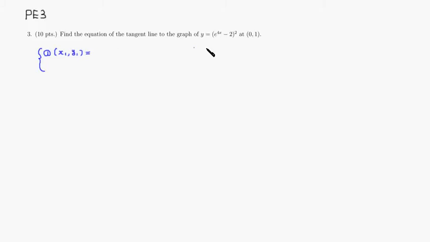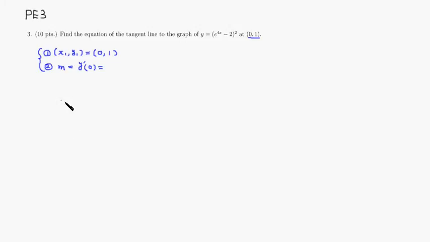In this case, it's already given right here. So x1 is 0 and y1 is 1. The second thing we need is a slope, so I'm going to call it m. In this case, all you have to do is take the derivative, because the derivative tells you the slope of the tangent line, and plug in the x1 value, so in this case 0. So let's do that.